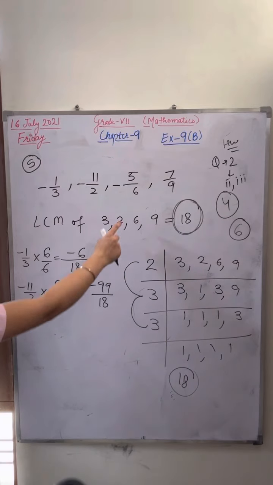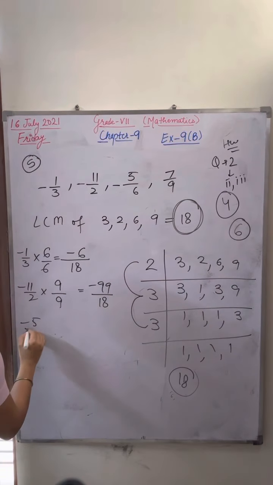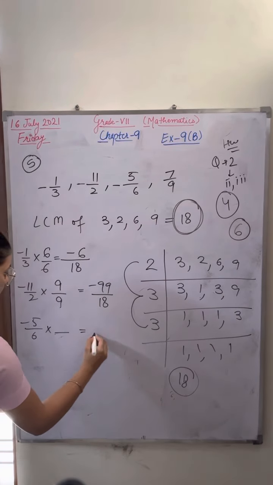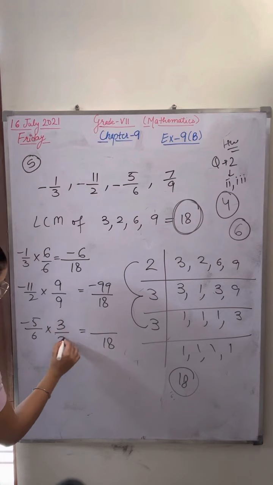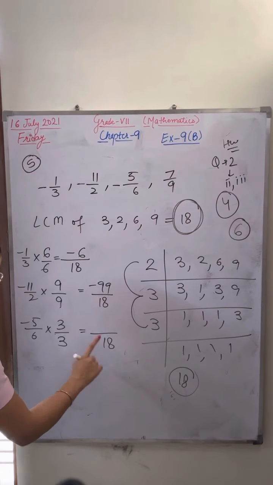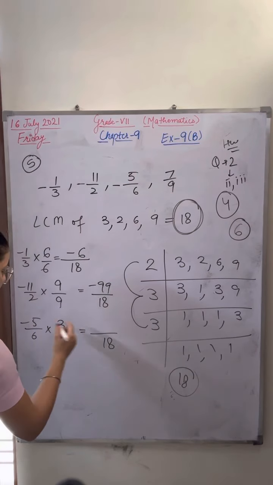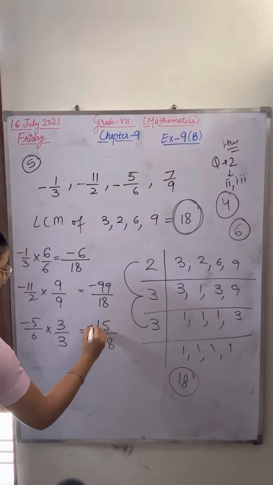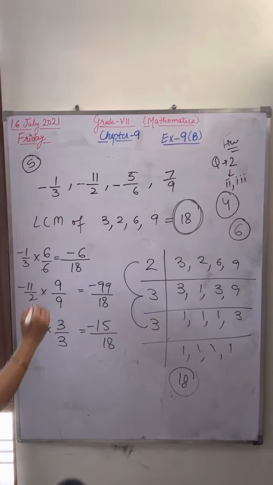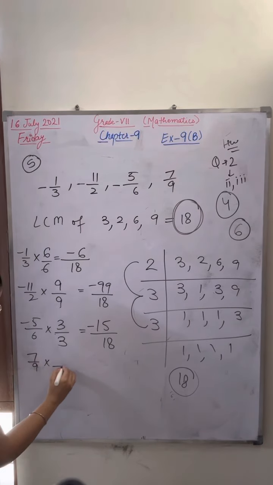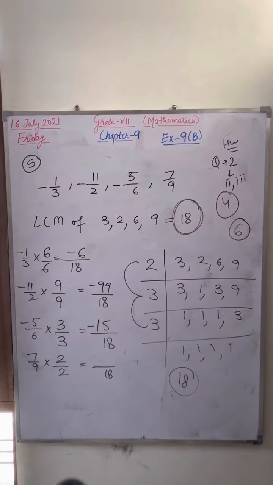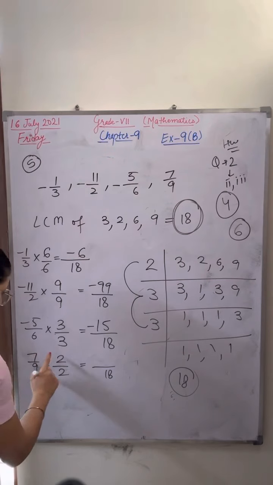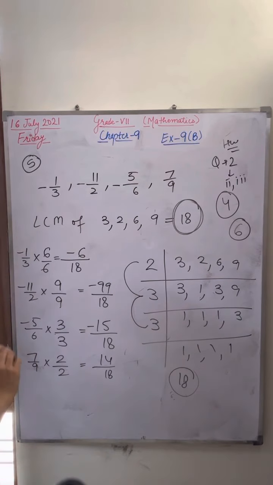Now the third is minus 5 upon 6. Multiply by which number so that the denominator will be 18? By 3. 3 here and 3 here. 6 threes are 18 and 5 threes are 15, with the minus sign. Last, 7 upon 9. You have to make it 18, so 2 and 2. Very good. 7 twos are 14, 9 twos are 18.